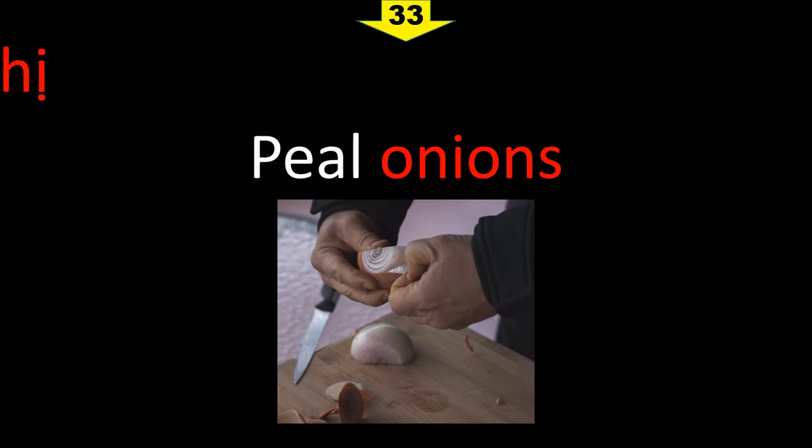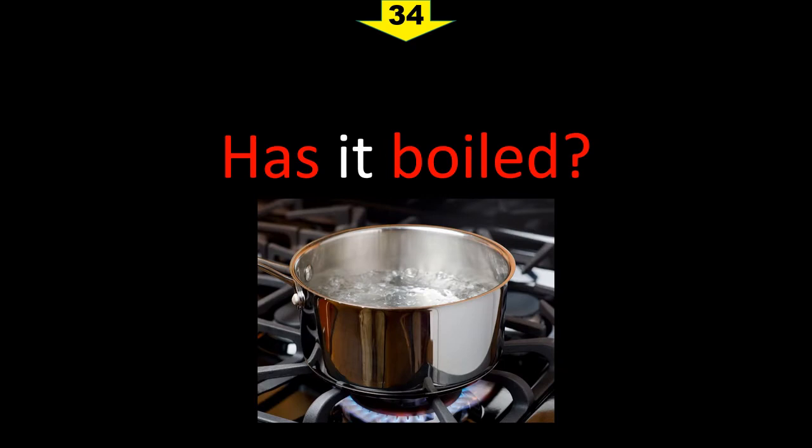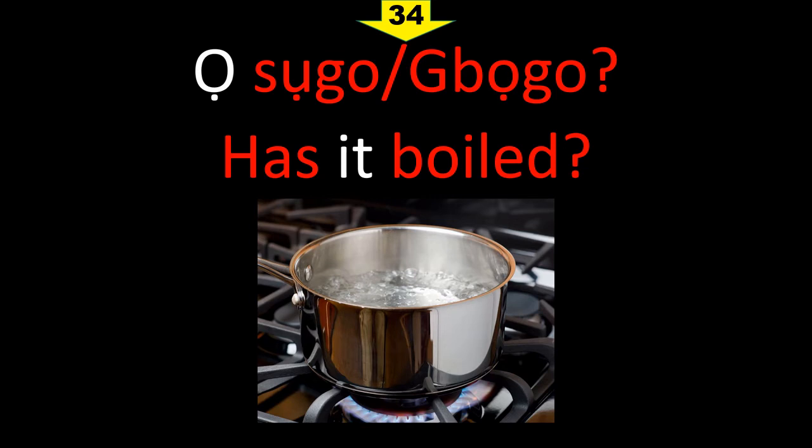Peel onions, which means kpechaa yabasị. Onion, meaning yabasị in Igbo language. As it boiled, meaning osugo. Osugo, some will say obogo. You can also extend it to osugofu, which means as it boiled, osugo so.